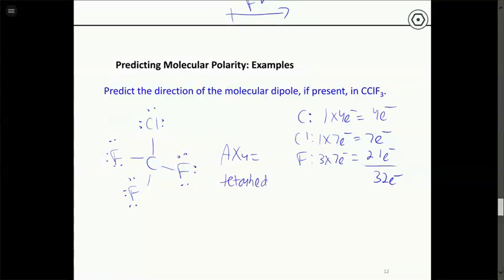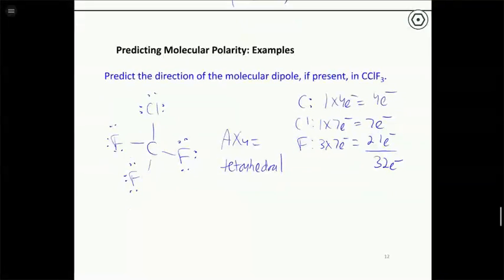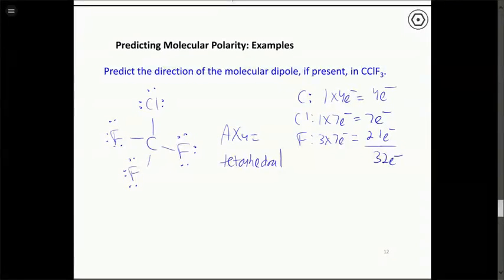And it's very tempting to say, oh, it's AX4, so it's nonpolar. But remember, that only applies if all of the X's are the same. Here we have 2 different X's, chlorine and fluorine. So very similar to the example I showed you before, we have dipoles that don't cancel each other out. So if we draw this in 3 dimensions, we can put these in any arrangement we want. There's no difference in how we do that.